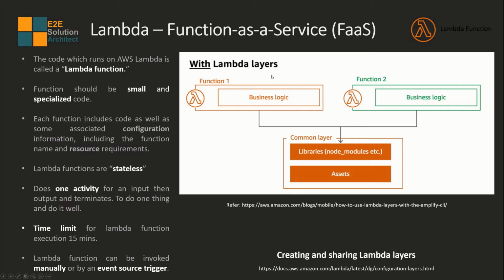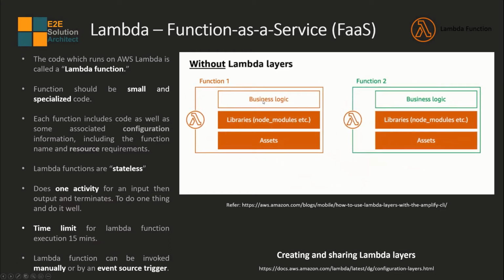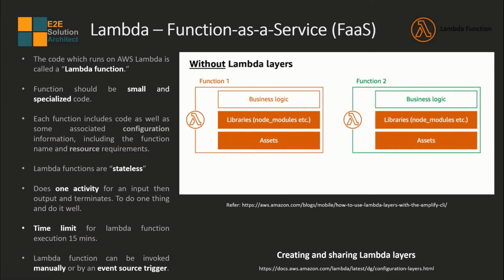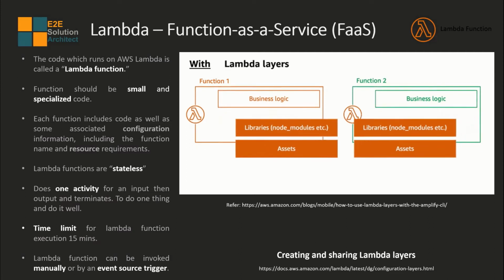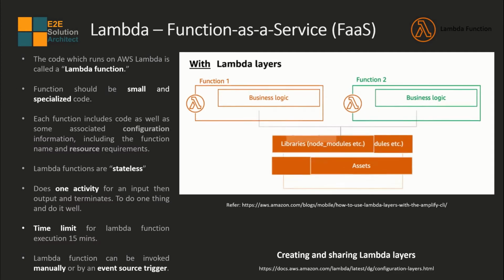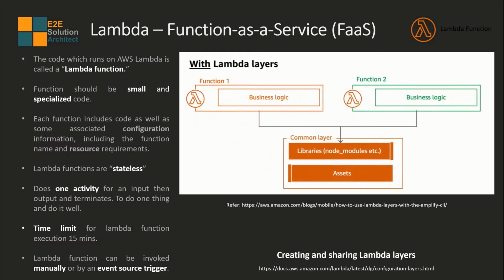So you see that with Lambda layers, I have function 1 and function 2. There are different business logics, but both functions have common libraries and assets. So instead of attaching them per function, we can create a common layer and attach that layer to multiple functions wherever it is required. And that's the beauty of creating layers in AWS Lambda.